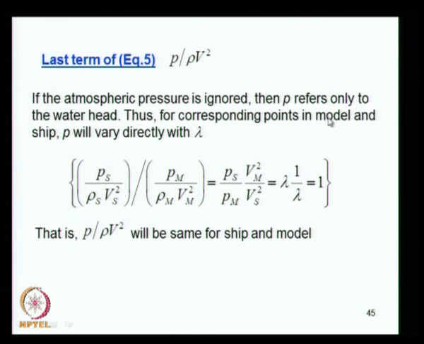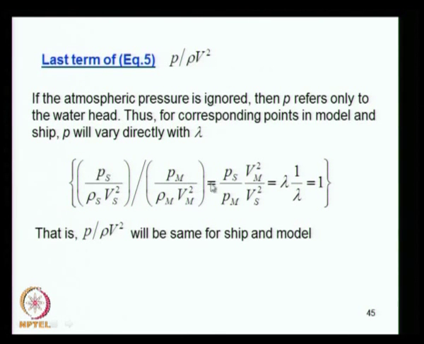Thus, for a corresponding point in model and ship, P varies directly with lambda, because a static pressure water head is rho g h, and we assume rho and g are the same for ship and model. So the only variation is h, and the pressure is related to lambda at the corresponding point. Here you consider the ship quantity Ps by rho s Vs square divided by the model quantity Pm by rho m into Vm square.